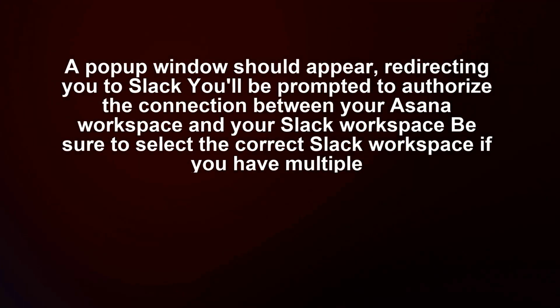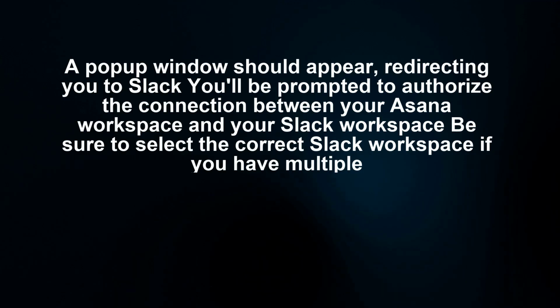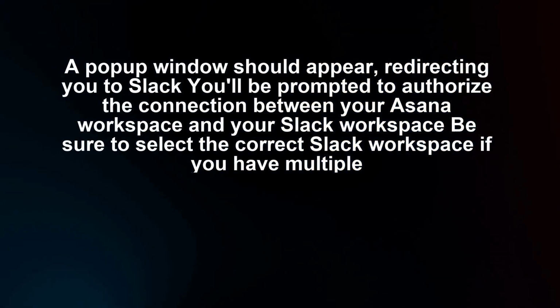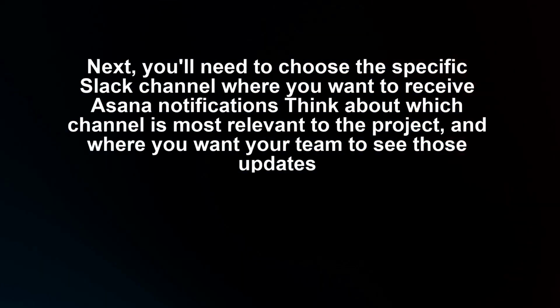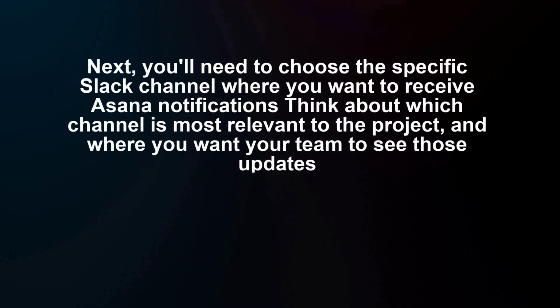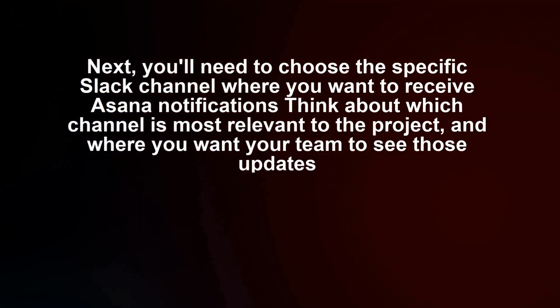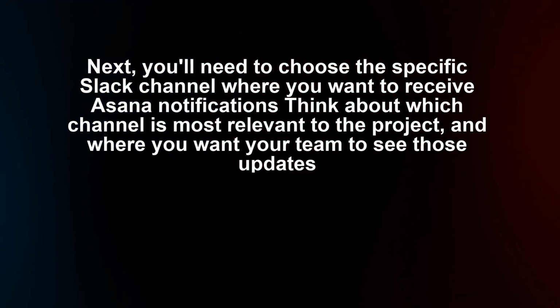You'll be prompted to authorize the connection between your Asana workspace and your Slack workspace. Be sure to select the correct Slack workspace if you have multiple. Next, you'll need to choose the specific Slack channel where you want to receive Asana notifications. Think about which channel is most relevant to the project and where you want your team to see those updates.